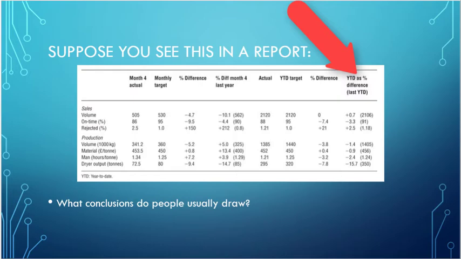So then we say, well, there is a monthly effect, so let's compare how we are this year to how we were last year. And we are ahead in our sales, still bad on our on-time percentage, and still bad on our rejected amount. Our volume is down, our production is down, our output is down, but our man hours are down too. So I don't know, is that better or is it worse?